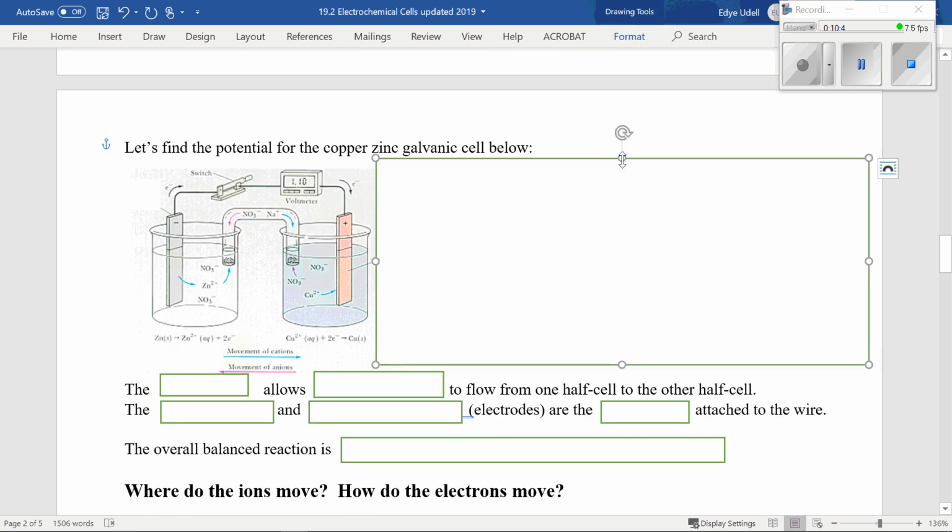So let's do an example. We're going to look at the copper-zinc galvanic cell. This is a copper-zinc galvanic cell. This side is the zinc half cell. This side is the copper half cell.